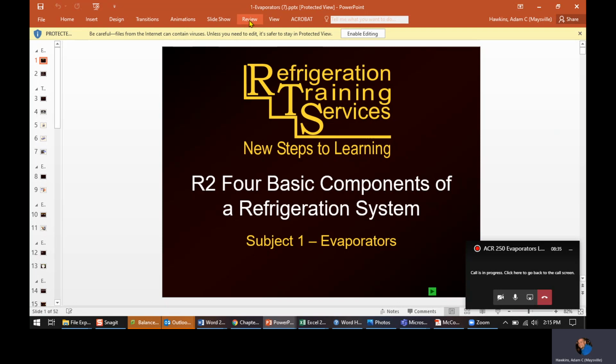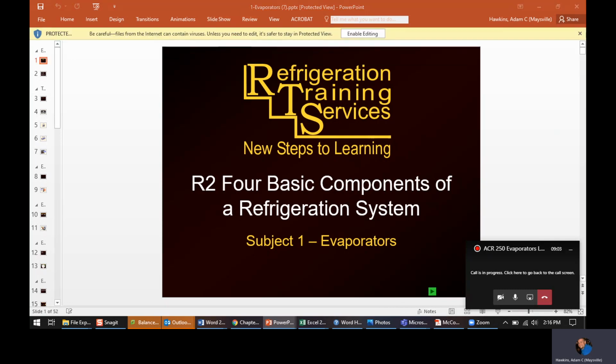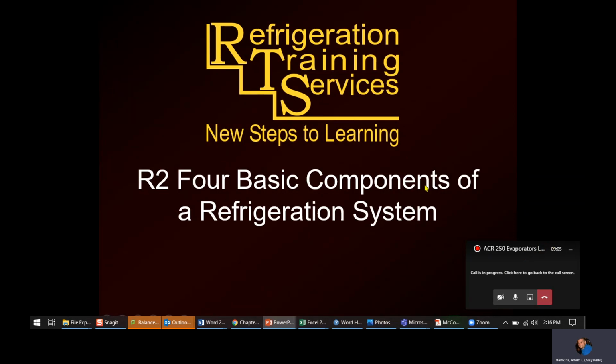So the cool thing about this class is we get to take the general things and dig into them a little bit more. These next 4 lessons will be evaporators, condensers, compressors, and metering devices, broken down a lot more in depth. So how do you troubleshoot them? What can go wrong with them? How do they operate? What are different types of each of these things? They're not just all exactly the same.